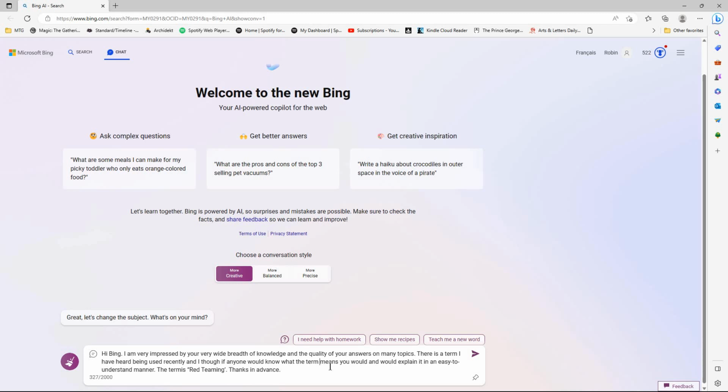Hi Bing, I'm very impressed in your very wide breadth of knowledge and the quality answers on many topics. There is a term I have heard being used recently, and I thought if anyone would know what the term means, you would, and would explain it in an easy to understand manner. The term is red teaming. Thanks in advance.